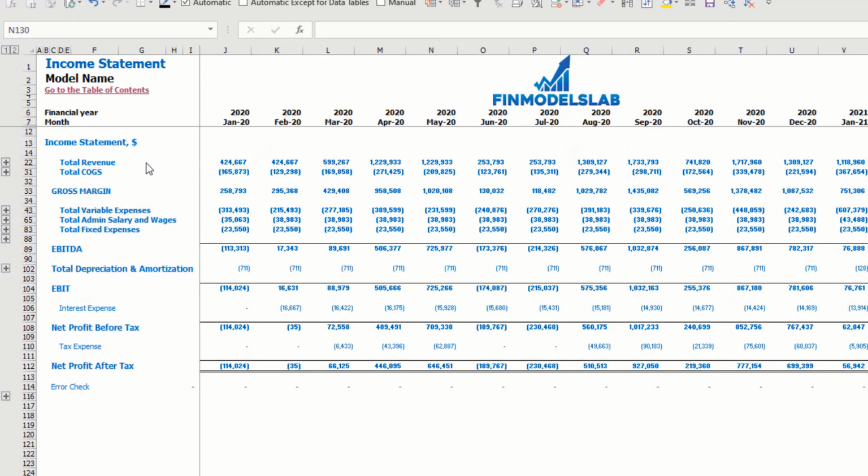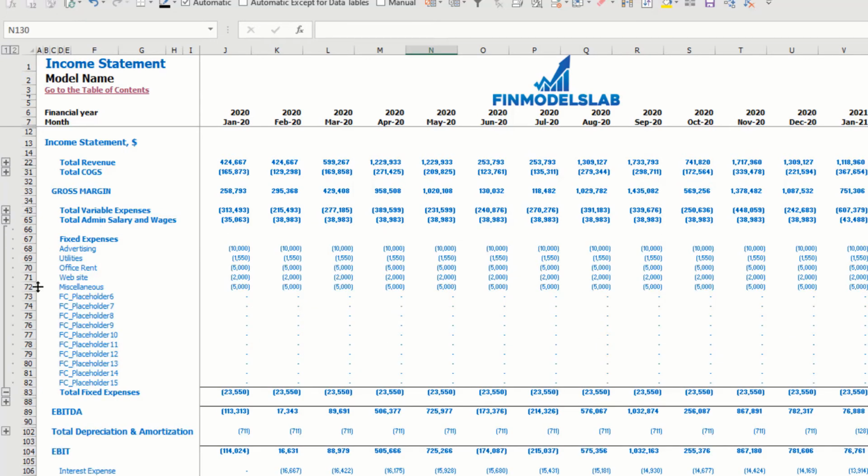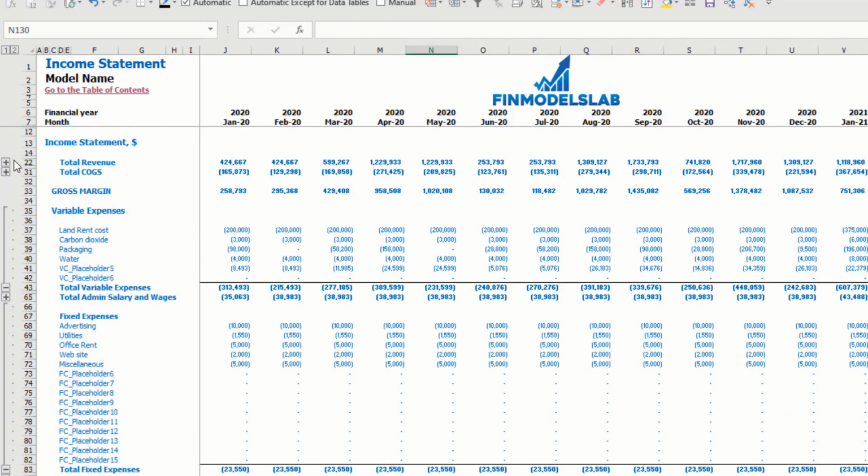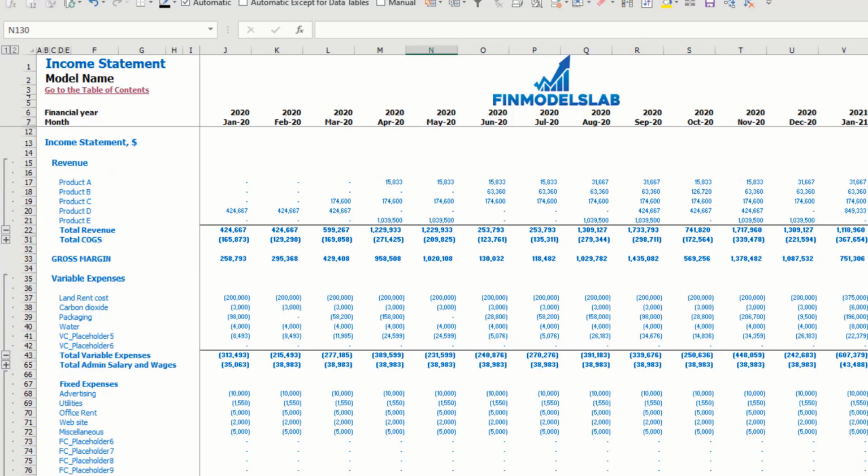On the income statement tab, you may see the main components of your profit and loss, which is total revenue, total cost of goods sold, gross margin, total variable expenses, total admin salaries and wages, total fixed expenses, EBITDA, depreciation and amortization, EBIT, interest expense, net profit before tax, your corporate tax, and as a result, net profit after tax. Please note that each category has its own subcategories, so you may click on this plus button and see the detalization, for example, for fixed expenses, or for variable expenses, or for example for the revenue.